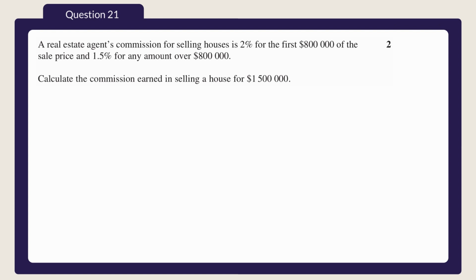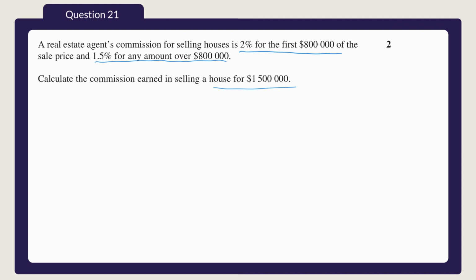Okay, what I'm going to do first, I'm going to underline some of the key points in the question. So 2% for the first $800,000, 1.5% for any amount over $800,000, and then calculate the commission earned in selling a house for $1,500,000.